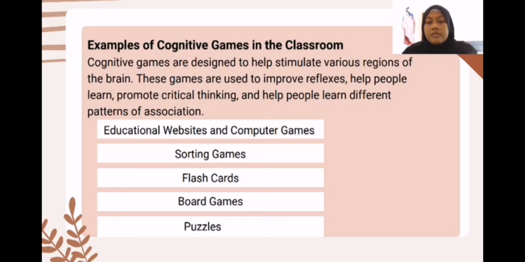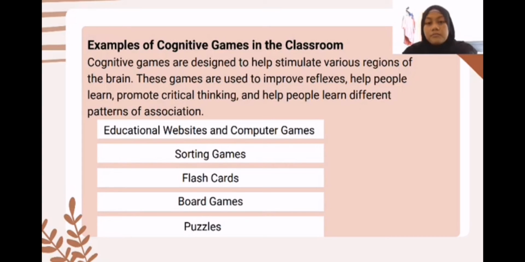Cognitive games are designed to help stimulate the brain. These games could help improve the children's reflexes. They help the children to learn, promote critical thinking, and help the children to learn different ways to associate with others. This game also helps to learn foreign language and to memorize. So there are a lot of examples of cognitive games.